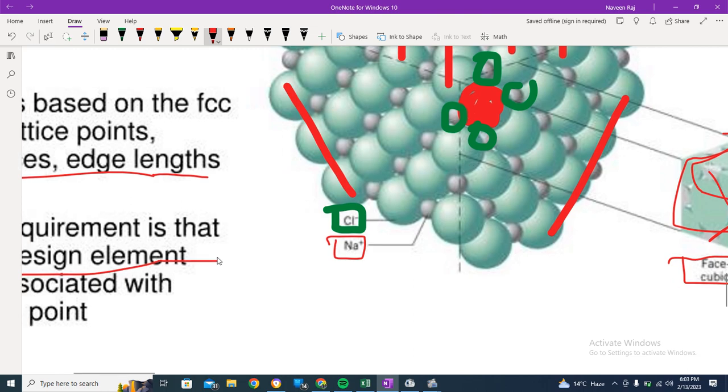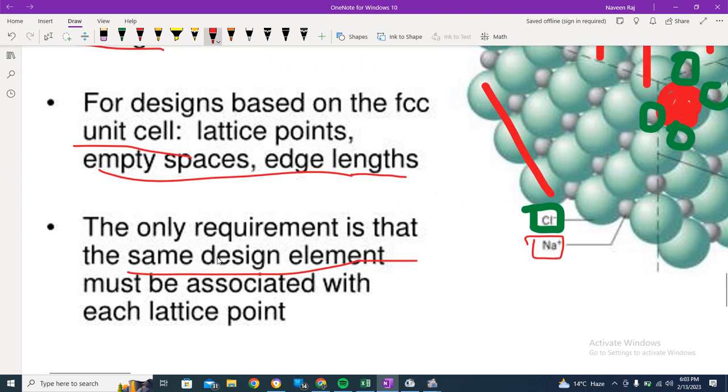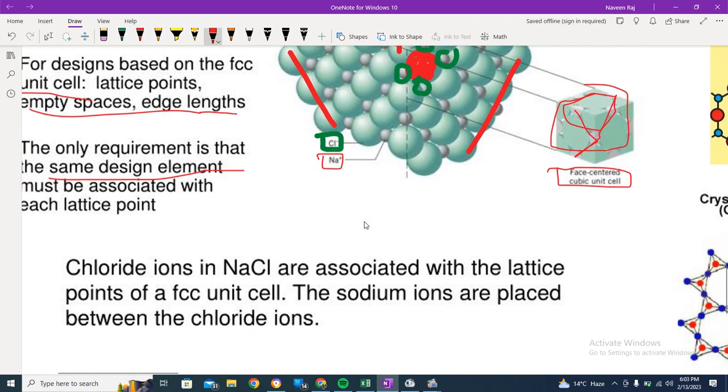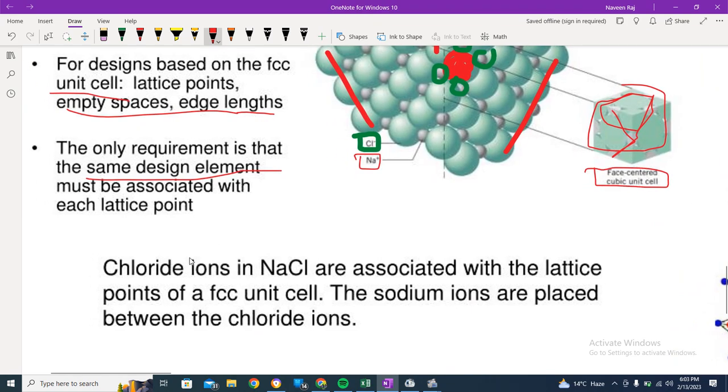So this is again saying the same, that we must associate with each lattice point the same design. So this is hence proved. This is a property of a crystal. Here the sodium ion and chloride ion are associated with the lattice point in the FCC unit cell. We will discuss this in our next video probably.